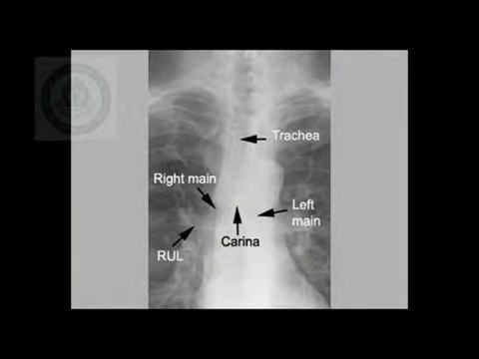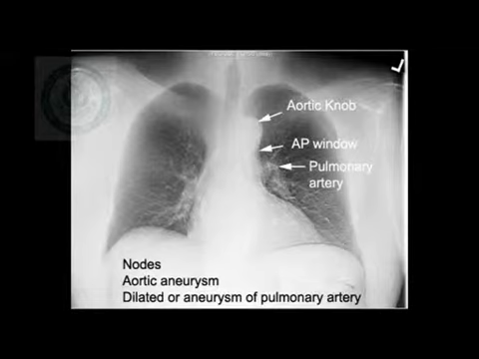Then this is a closer view of the mediastinal structures, a little more penetrated, just to show the trachea, bifurcation, carina, and the relationship of the hilum to the bronchus. Normally, this is a left heart border. This shows the aortic knob on the top. Left AP window is otherwise called the aortopulmonary window. This is the pulmonary artery which is prominent.